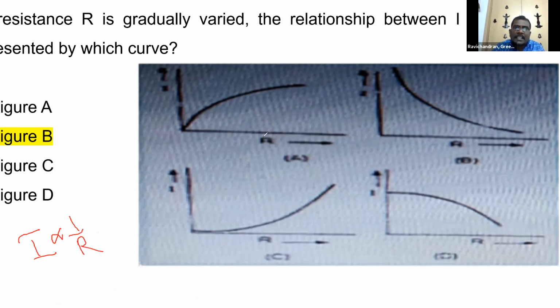See here, the independent variable here is resistance. Here resistance is increasing. If the resistance increases, current is decreasing. Here this is wrong. Here resistance increasing, current also increasing. So here it is also wrong. So resistance is increasing, current is decreasing. So simply it is Y is equal to 1 by X. So that's why we have a curve. So the answer is B.